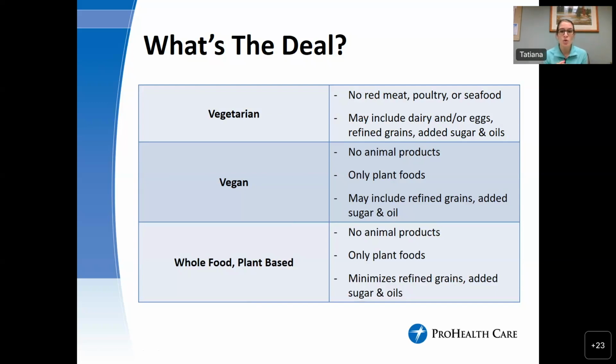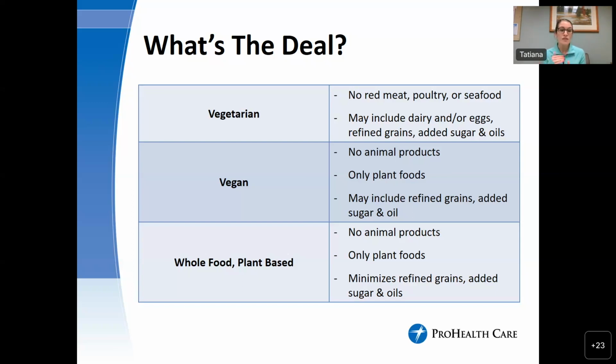Well, vegetarian is going to not include any red meat, poultry, those specific meat animal products, but there are some vegetarian folks that may include dairy or eggs. For lack of a better phrase, they just don't eat flesh, but they will eat milk or cheese. These generally will include some type of refined grain, added sugar, and oils, because there are going to be vegetarian products that go through more heavily processing procedures, versus our whole food plant-based, which we'll see more today.